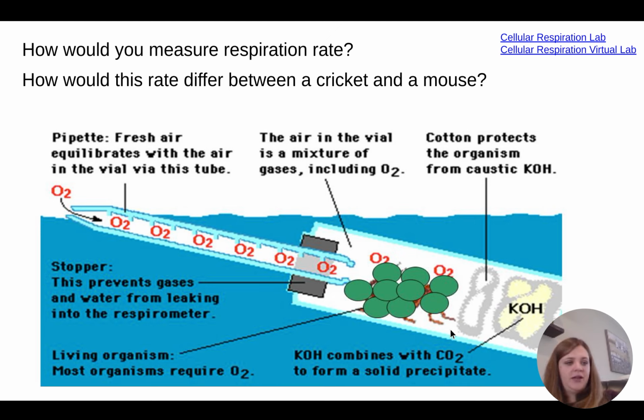So between a cricket and a mouse, we actually can see a different level of respiration depending on its metabolic rate. So depending on how fast it's going to use that glucose. So you might think that a smaller organism may need less glucose, but that may or may not be true. It basically depends on its metabolism and how fast it actually metabolizes that glucose. So it may not necessarily be the size of the organism, but more its metabolic rate.